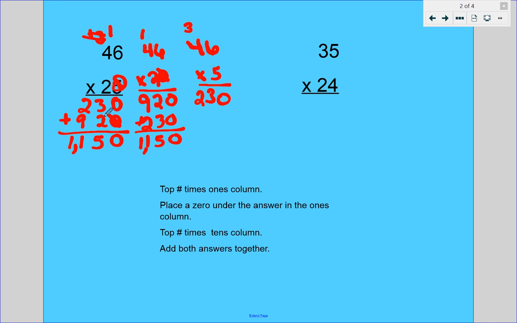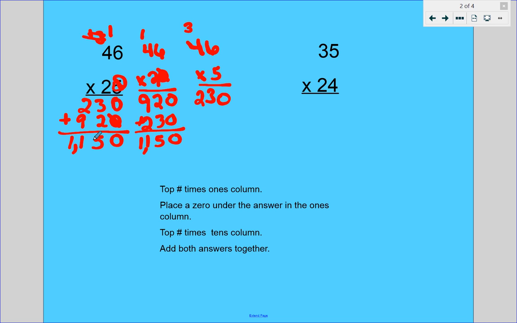All right, 2 times 6 is 12, carry our 1. 2 times 4 is 8, plus 1 more is 9. That's how we did this line here. That's where we came up with that 920. 46 times 2 with our 0 dropped. Okay, and then we added them together.